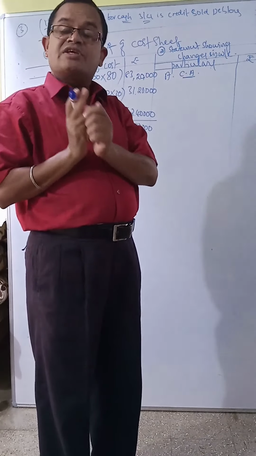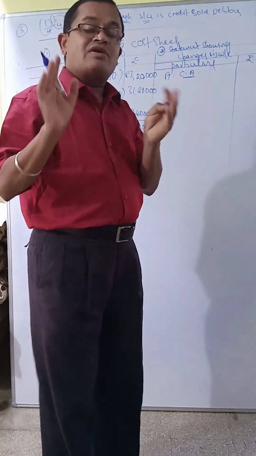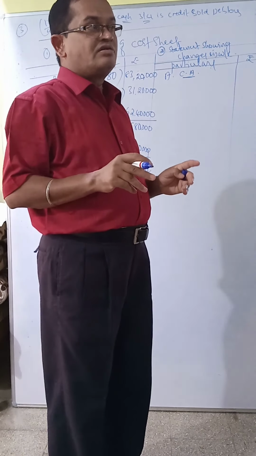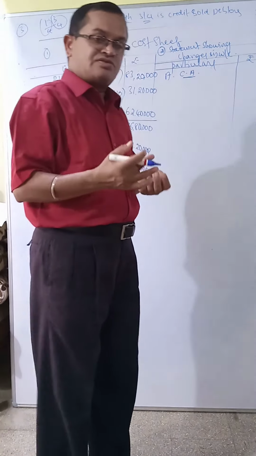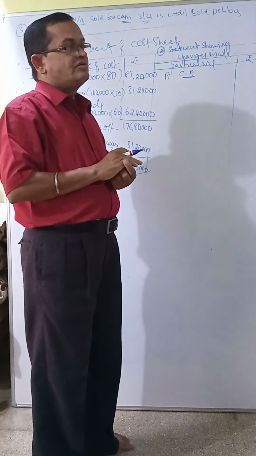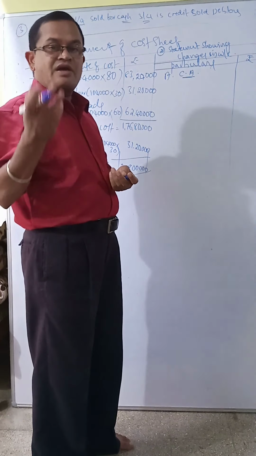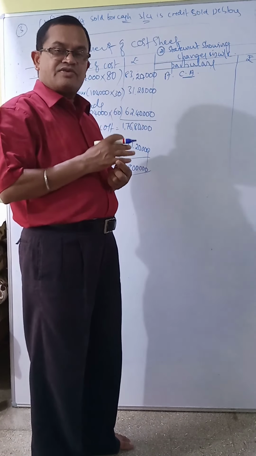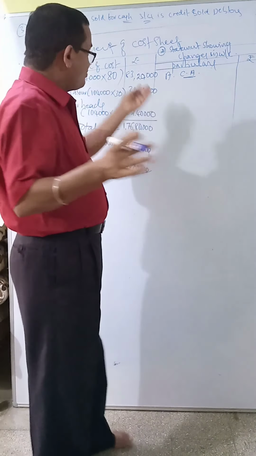Next is work in progress. For work in progress, what is required? Again raw material, labor and overhead are required. After that, finished goods. For finished goods we again require raw material, then labor, then overheads. For the calculation of work in progress, you have to take 50% as common, I told. Okay, I will explain this.